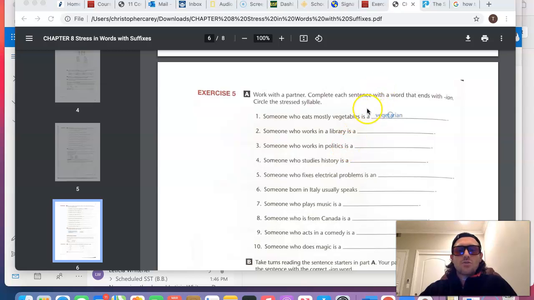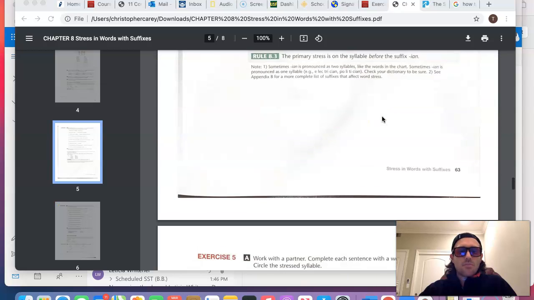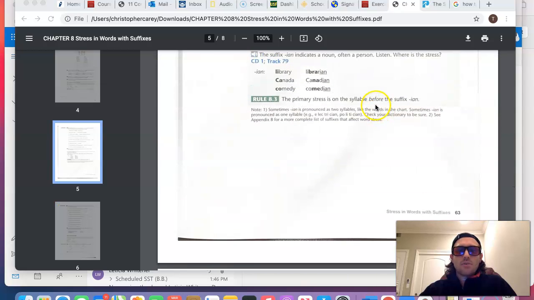So that's what you've got to do: finish off these sentences, use the root word to determine the word that we would use to describe that person, and then circle what you hear to be the strong syllable. And again, more often than not, the primary stress is going to come right before that final suffix.